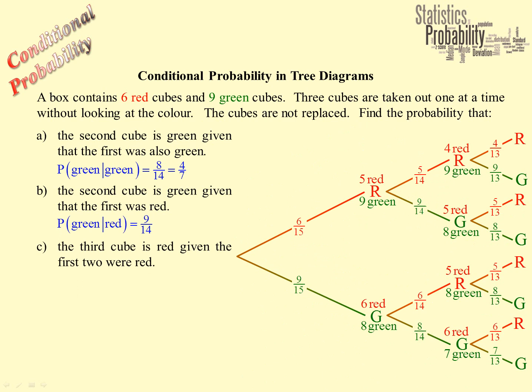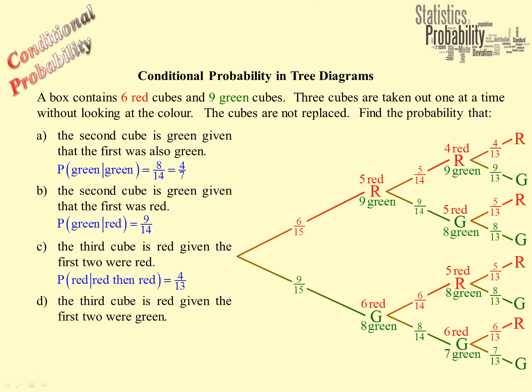Third cube is red, so here the reds in the third cube, given the first two were red. So how do we get to the third red of these four, given the first two are red? Well, there, and then on. So there is the path, and there's the probability, the conditional probability that the third cube is red given the first two red. 4/13.